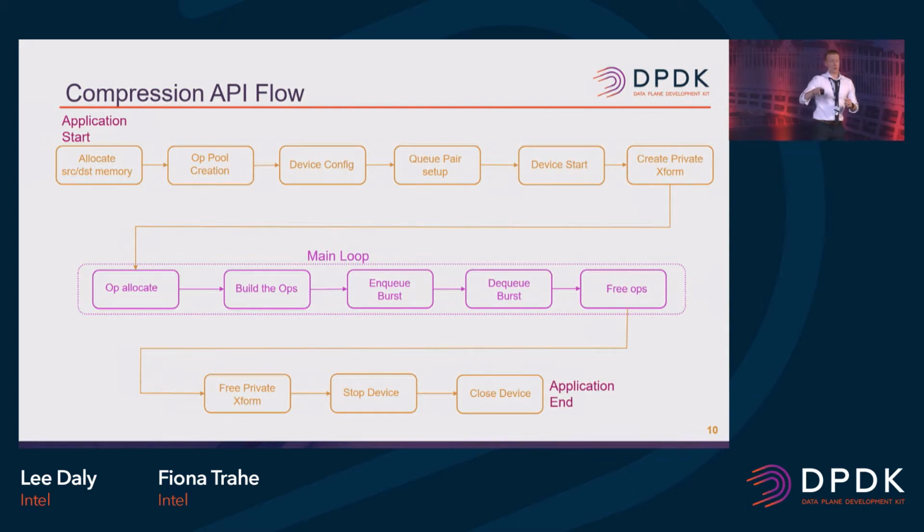And then we come into our main loop, and that's what you will keep repeating, because you will use that transform for all the ops that you need to do. So you allocate your ops, you build your ops. That's where the application will just say, okay, here's the data to compress, and here's where you put it when it's compressed, as well as offsets, etc. You enqueue, dequeue, we all know what that is, and free your ops. And that's your repetition loop to get through all your data. And then your usual: free your transform, stop, and close the device.